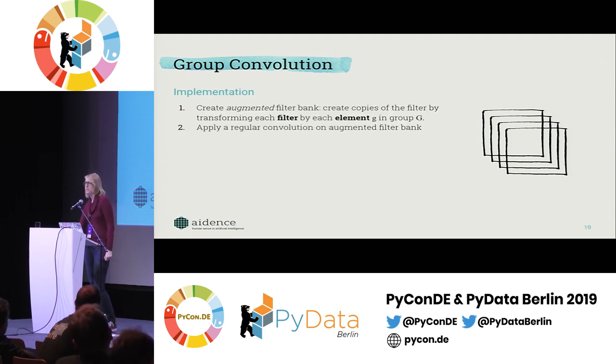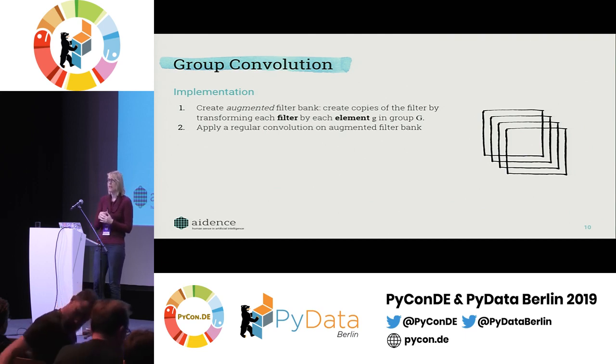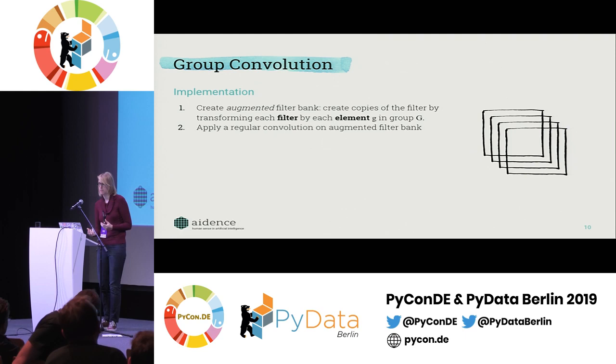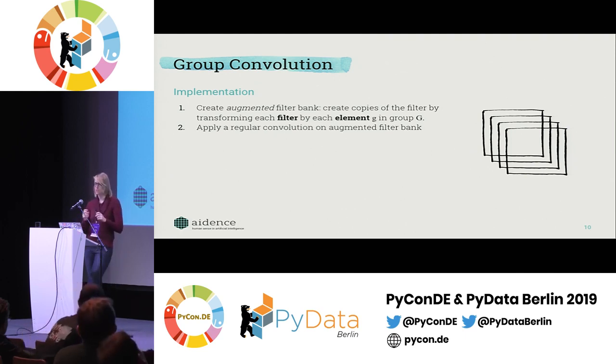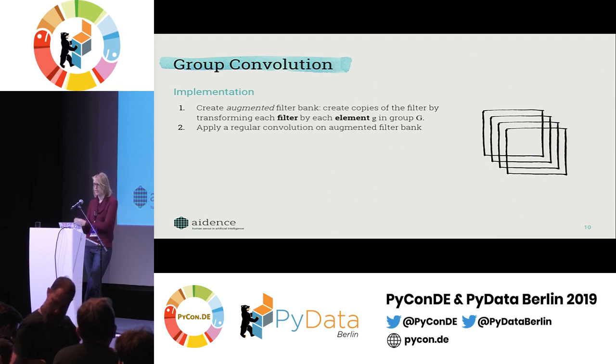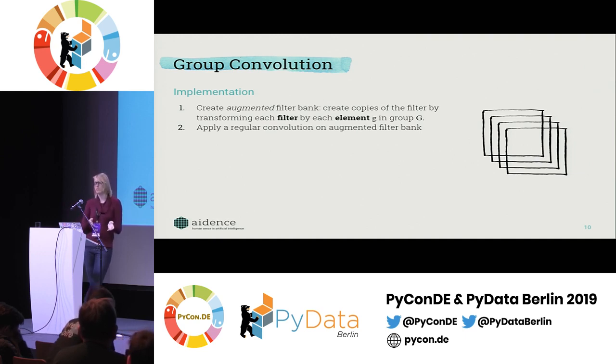So the question is now, how do we use this and how do we build in equivariance? This is quite a mathematically heavy story, and I'm trying to keep the math down to an absolute minimum on these slides. But the very, very simple explanation is that we first create an augmented filter bank by transforming each filter by each transformation in the chosen group. So the group is, for example, the four 90-degree rotations. Then we have this augmented filter bank that's a little bit bigger than the original filter bank, like four times as big, for example. And we apply a regular convolution with the augmented filter bank instead of the original filters.